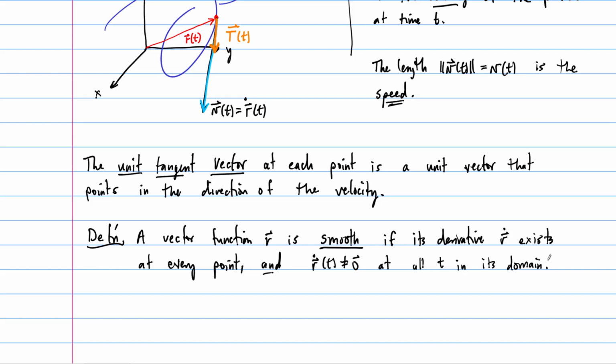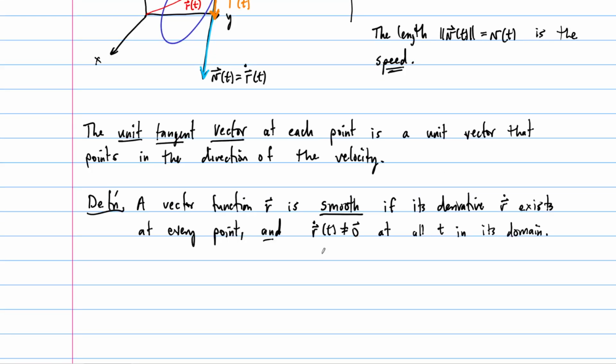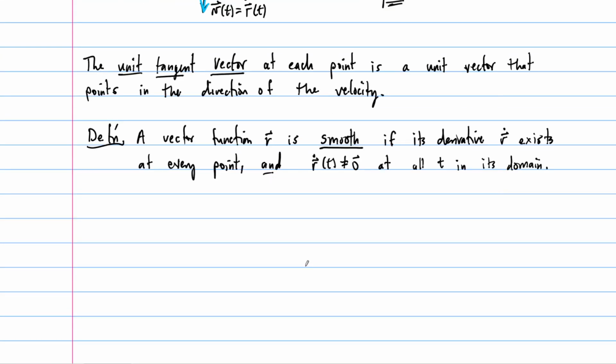And this is to make sure that our particle doesn't stop and take a break. If our particle stops and takes a break, what we have to do is chop our curve into multiple pieces everywhere that we stopped and took a break, and just treat the portions of the curve that have a derivative not equal to zero separately. All right, so this is very important, so smooth. Now we'll write our definition of our unit tangent vector.